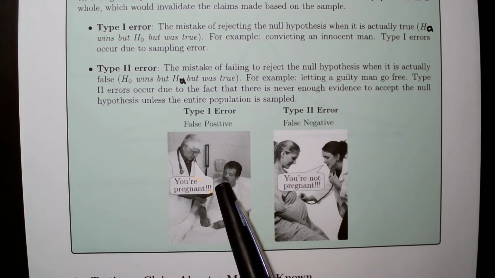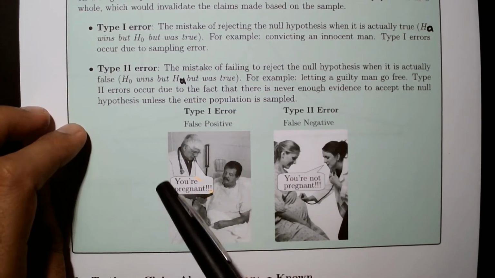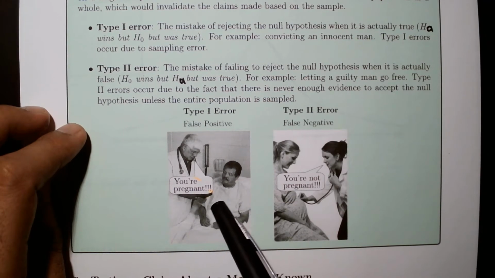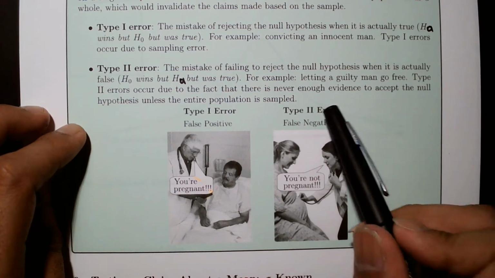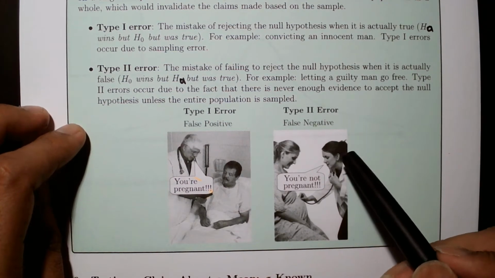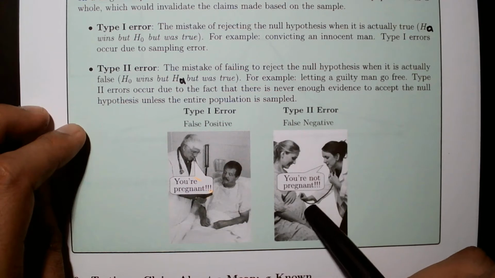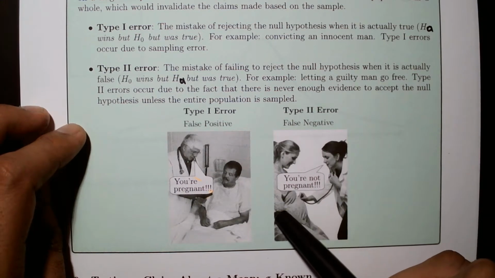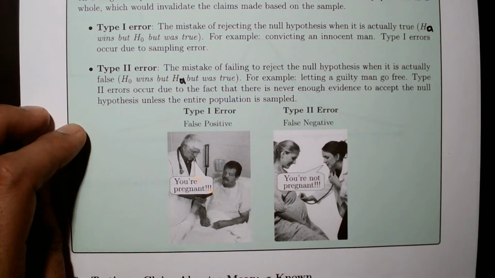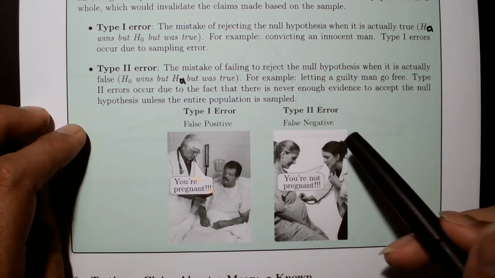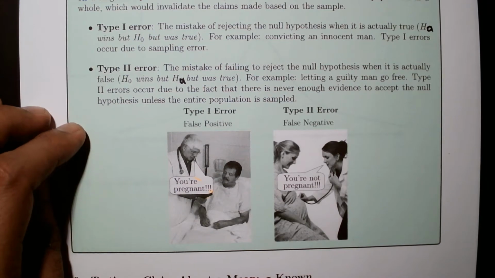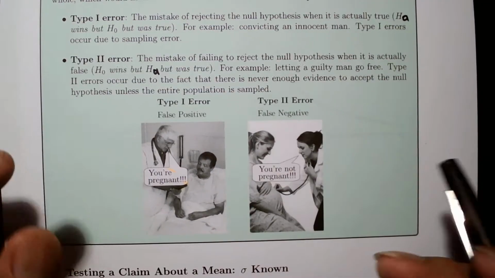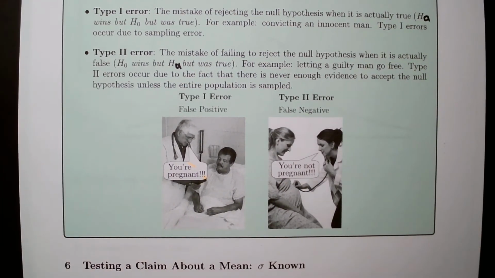For example, here we have a doctor telling a man, you're pregnant, right? He's giving him a false positive. And over here for type 2 error, look at this picture. You can see the belly of the lady. Clearly she's pregnant. However, the doctor is telling her, no, you're not pregnant. What is he giving her? A false negative. So that's how you can relate these types of errors.